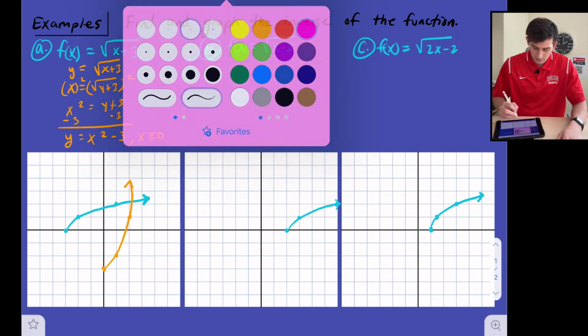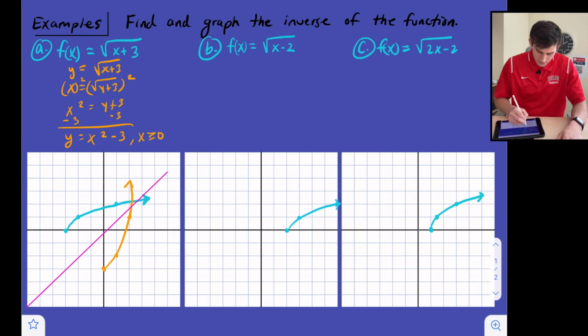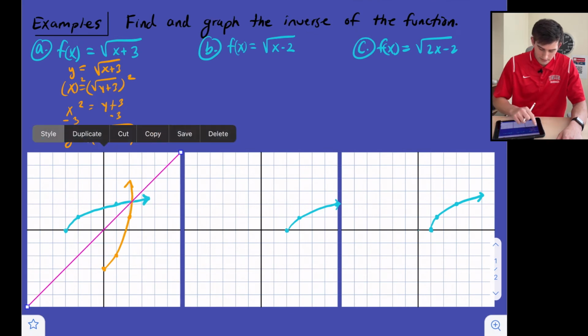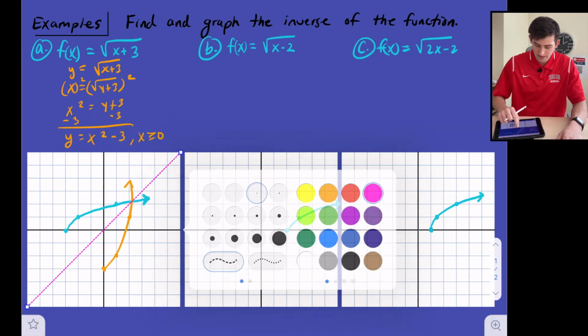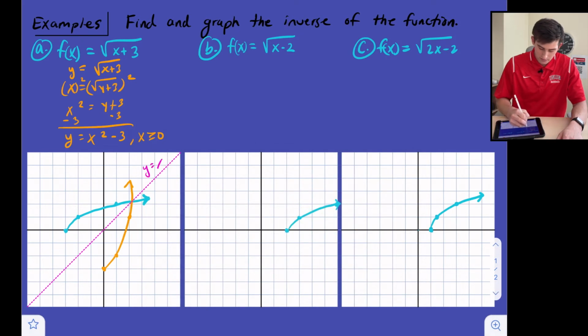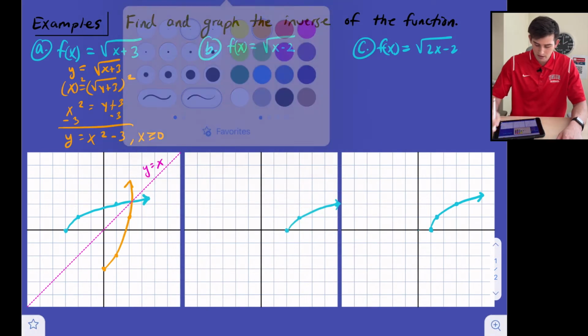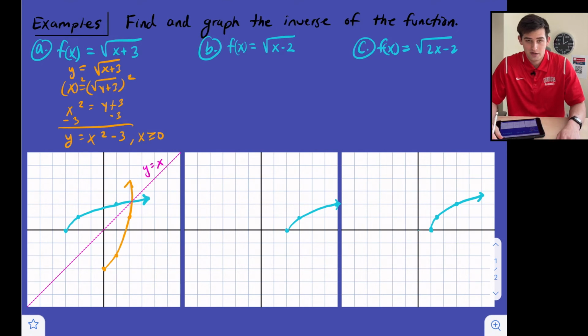Okay, so since these are inverses of each other, they should be symmetrical about the line y equals x. And that's this pink dashed line that I'm drawing in right here, y equals x. Okay, so we see that they are, and that's how we graph the inverse for A.